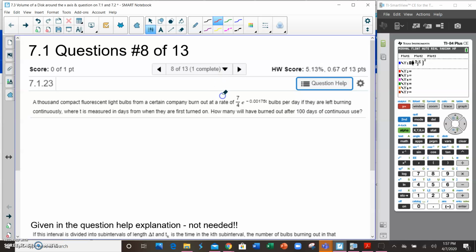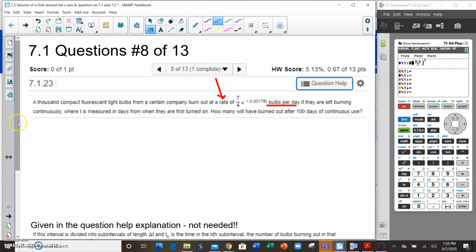It talks about the light bulbs burning out at a rate. That keyword, rate, means it's a velocity, like miles per hour. It also says bulbs per day, which again is like miles per hour, so you know that is a rate. The question asks how many are going to be burned out after the first 100 days. If you're going 30 miles per hour for 2 hours, how do you figure out how far you went? You would take 30 times 2, or you'd integrate the velocity. Whenever you integrate the rate, you end up with the number of.